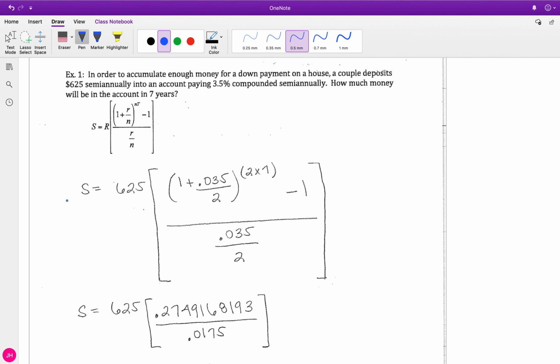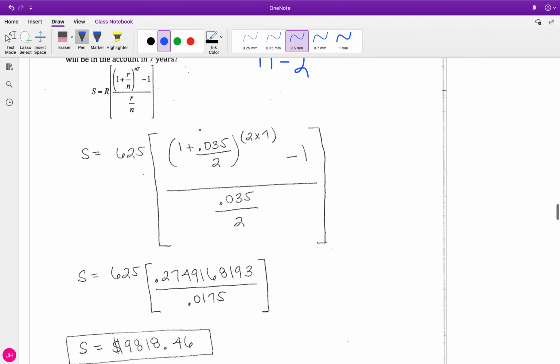So looking at my first problem, I'm just going to plug and chug where I see these. I'm going to deposit $625, so that's my R. 1 plus. My interest rate is 0.035. It's compounded semi-annually, so semi-annually means 2, so my N is 2. And that's for 7 years. So every month I'm putting this aside so that I should have enough money for this down payment on my house. I'm going to type it in the way that I have it written out here. So I'm going to type in this entire numerator part right here.